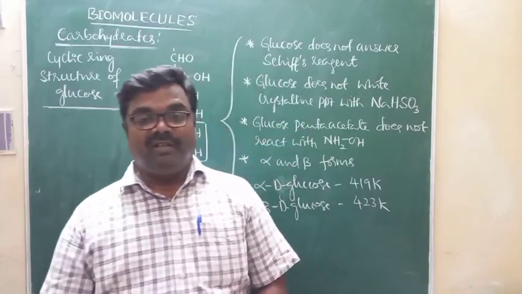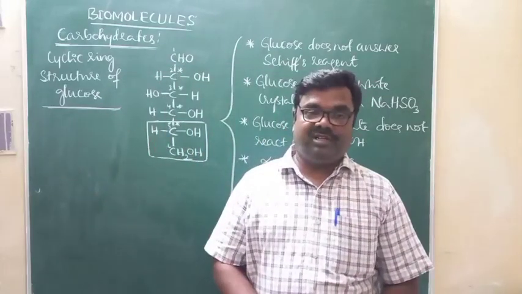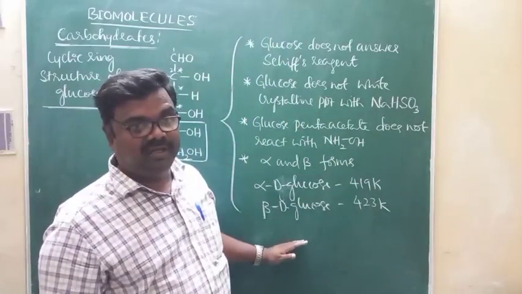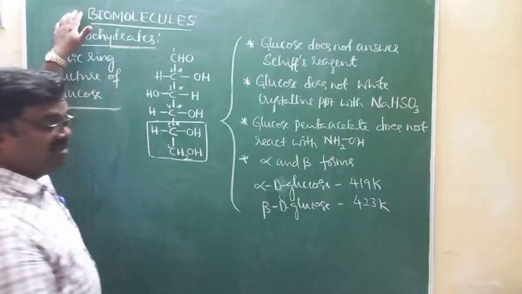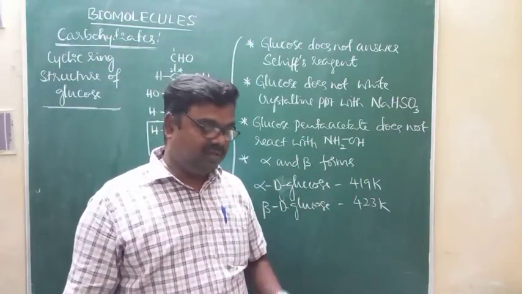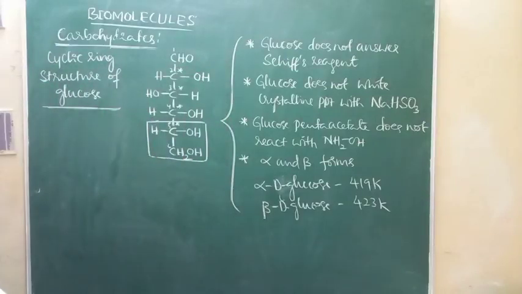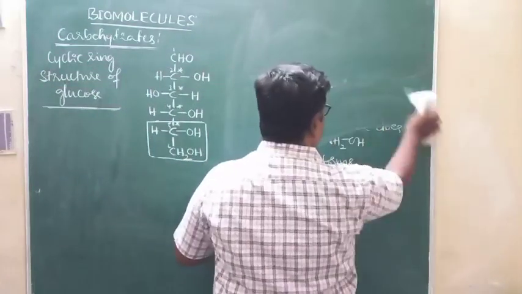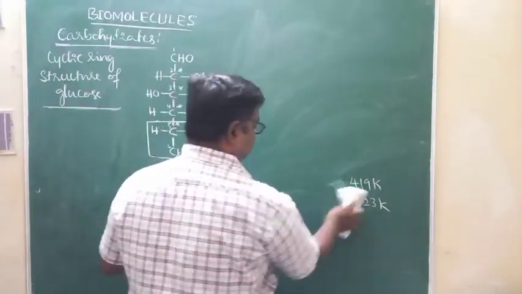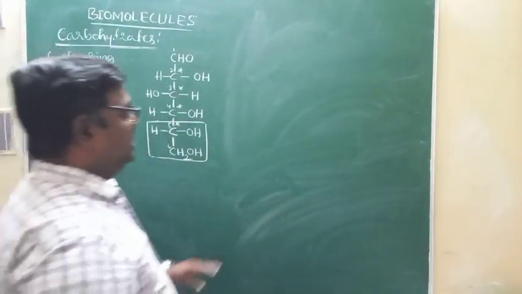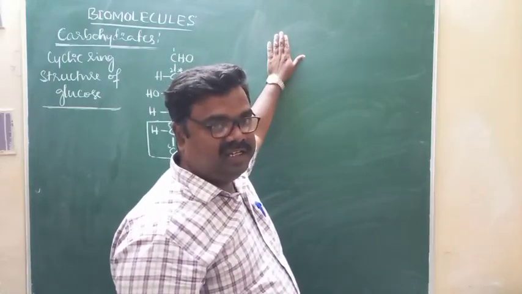Because of that, there is a need of one more structure for glucose which can explain these properties. Because of that, the scientist Fisher gave cyclic ring structures to glucose. Let us see cyclic ring structures of glucose. Based on these cyclic ring structures, we can account for the drawbacks of open chain structure of glucose. Before going to that discussion, let me see the differences between alpha D glucose and beta D glucose.